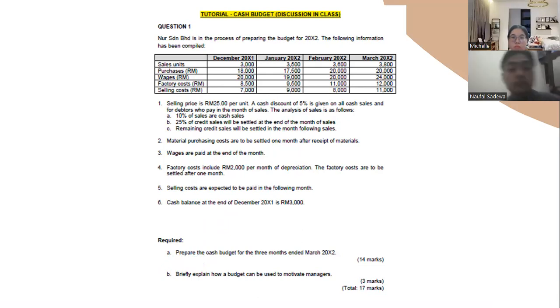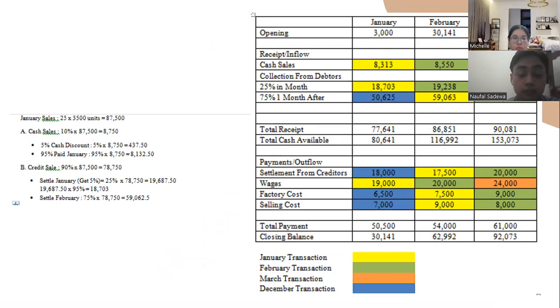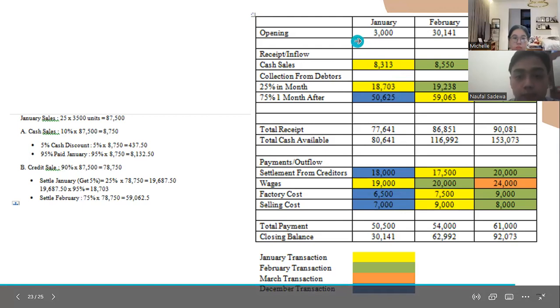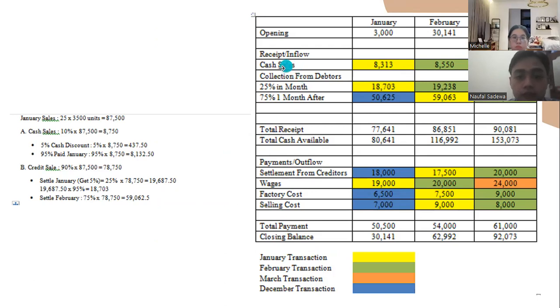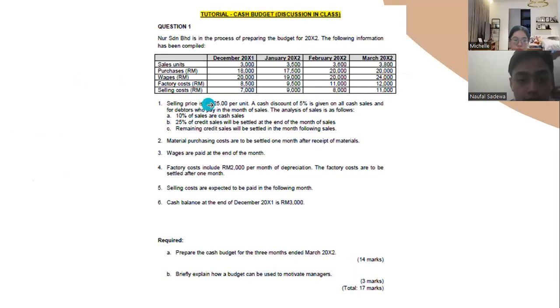So this is the solution that we can do. First of all, we put here the opening for January. It is provided in the question here, 3,000. And then we count the cash sales. Oh, first of all, we have to count the January sales. It means 25 ringgit Malaysia times 3,500 units, which gives 87,500. How we get this value comes from here, 25 ringgit Malaysia with the January sales units.